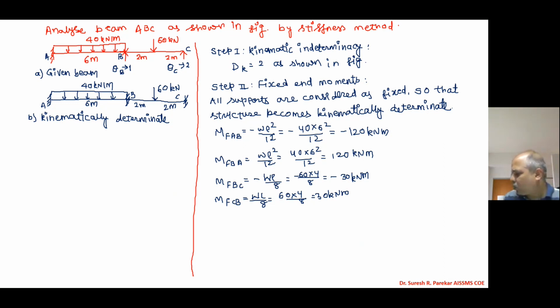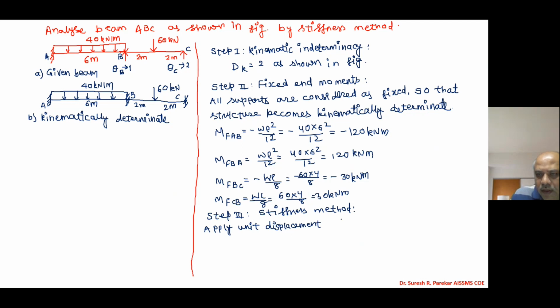Then we have to go for the stiffness method. So we have step 3, stiffness method. We have to apply unit displacement at the unknown displacements one by one.